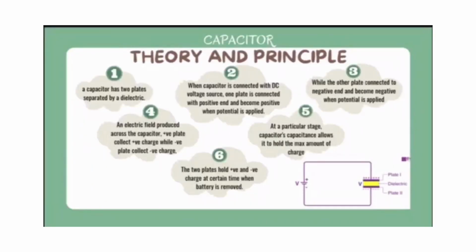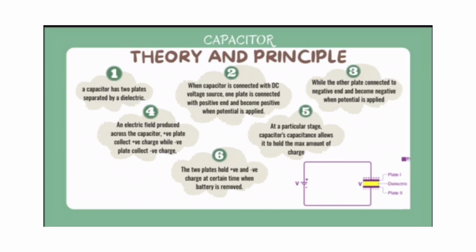Firstly, let's compare the capacitor and battery by viewing the aspect of theory and principle. A capacitor has two plates separated by a dielectric, having equal and opposite charges. When we connect a DC power supply across the capacitor, one plate is connected with the positive end and becomes positive when potential is applied, while the other plate is connected to the negative end and becomes negative when potential is applied.